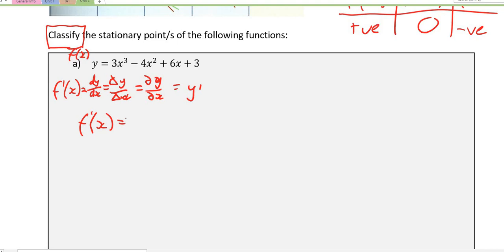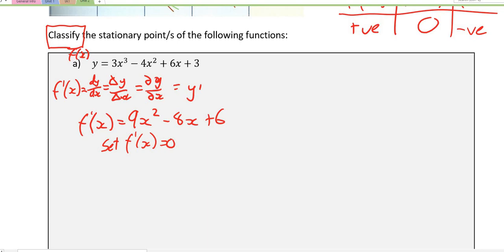So differentiate 3x cubed, guys. What would we get? 9x squared, negative 8x, and then plus 6. What's our next step? Exactly the same as before. There's just one extra step where we classify. Make it, set it equal to 0. So set f dash of x equal to 0.